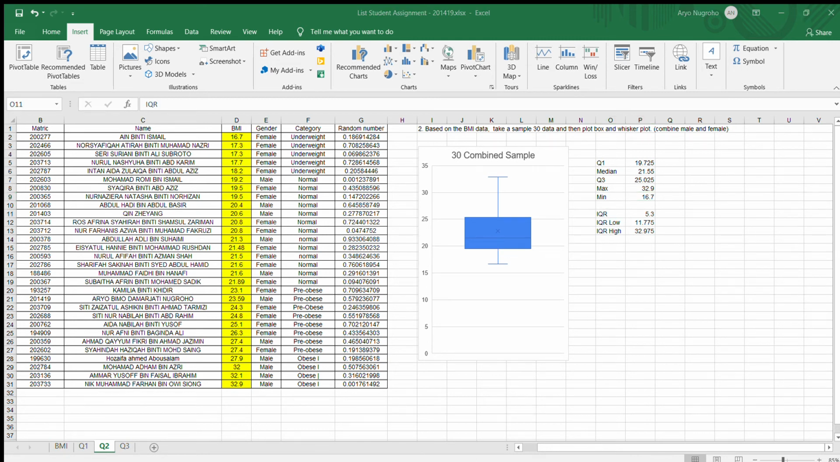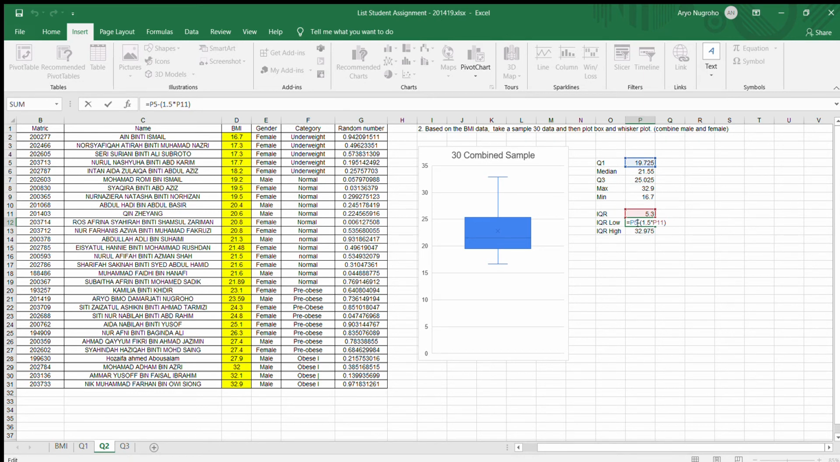And the IQR is the abbreviation of interquartile range. In this graph it is actually not necessary to find, because all the values of the maximum and minimum are inside of the IQR low and high, so we don't have any outliers. But if you want to find it, the IQR can be found by subtracting Q1 from Q3. To find the IQR low, we calculate Q1 minus 1.5 times IQR, and the IQR high is Q3 plus 1.5 times the IQR.